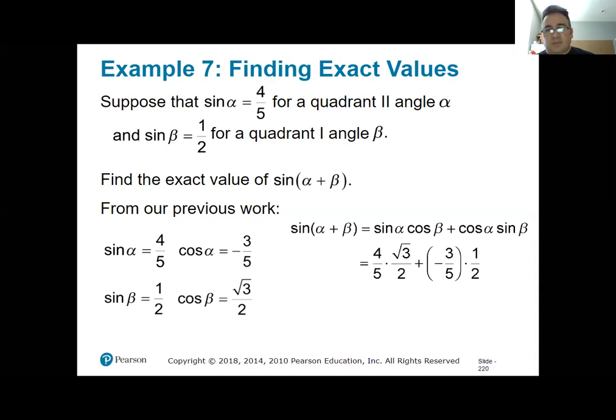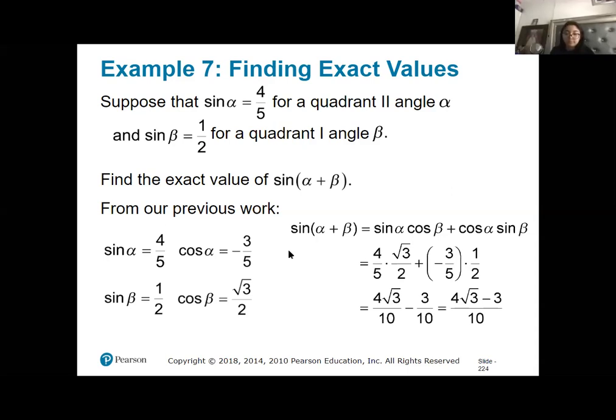And then from here, it's just multiplying and simplifying, right? So that one becomes 4√3/10. The other one is -3/10, right? And then you write it as one fraction. Good. This is so easy now, right? It gets easier. The more you do these, the easier they get, because then you start to memorize them. Not on purpose, it just happens.